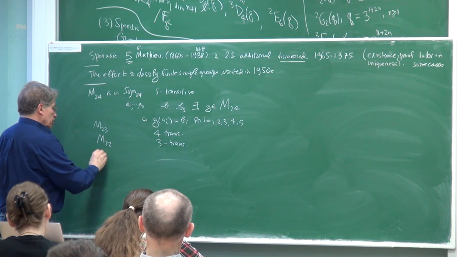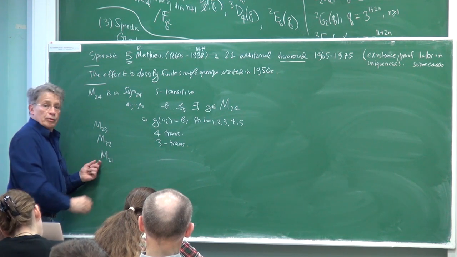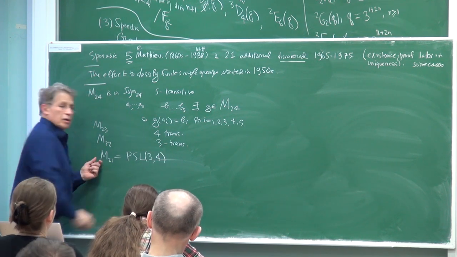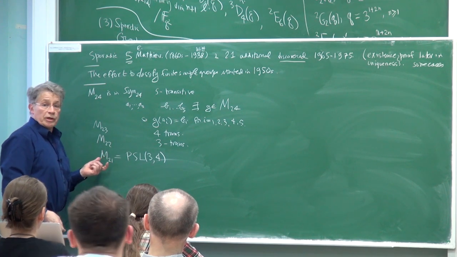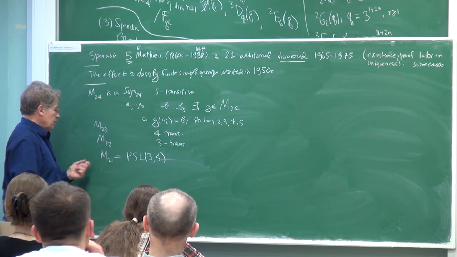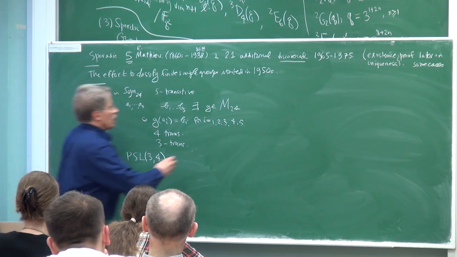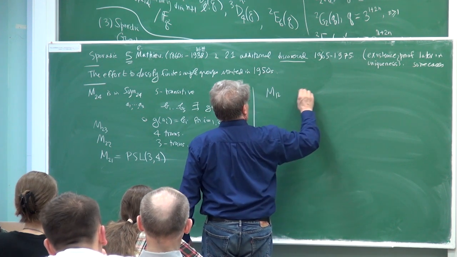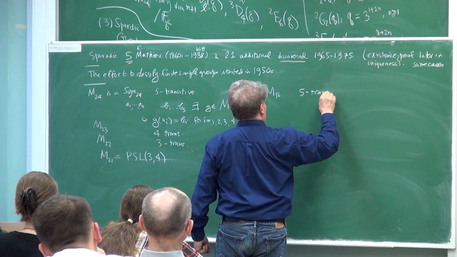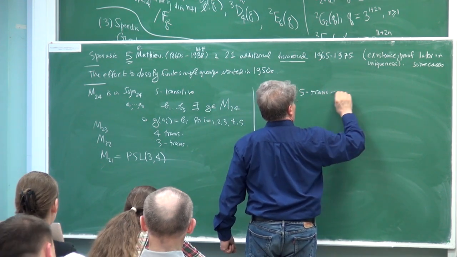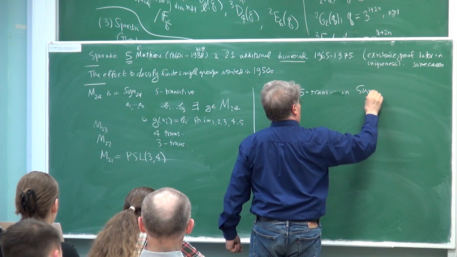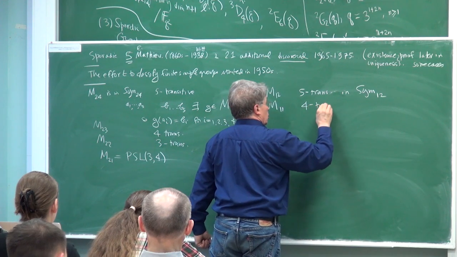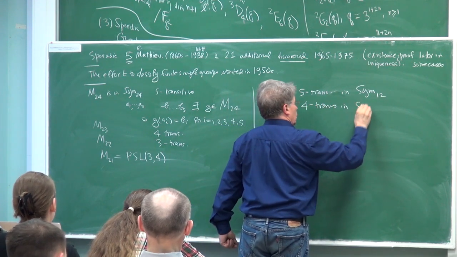And you can go one more step, but this is a familiar group. This is PSL3 over the field of four elements, acting on the 21 points of the projective plane. So this is doubly transitive. And the other three Mathieu groups are M12. This is five transitive on 12 points. And M11 is four transitive.